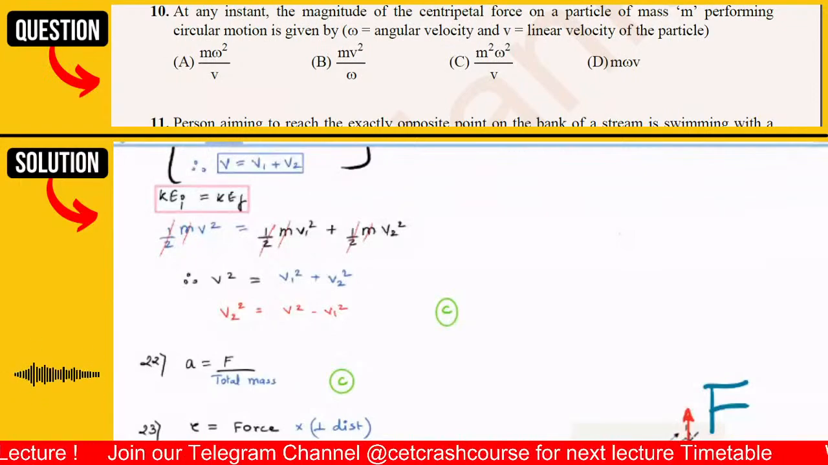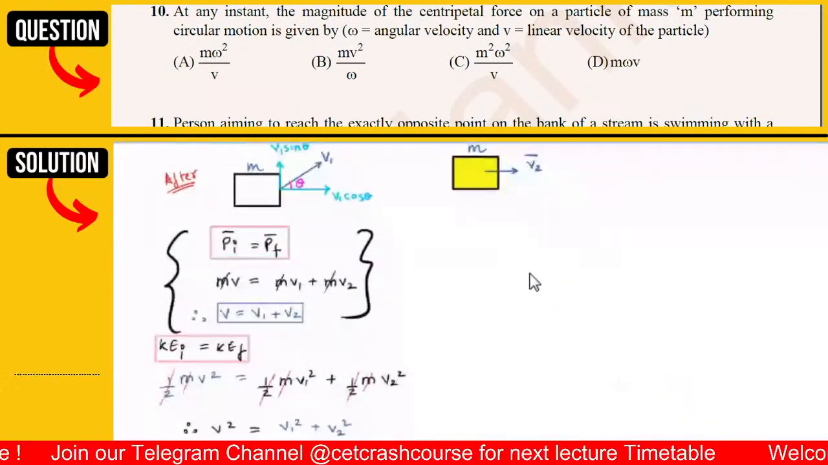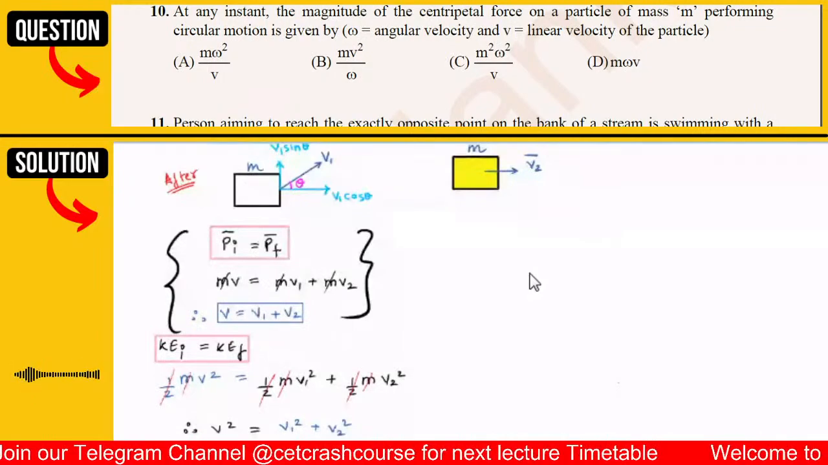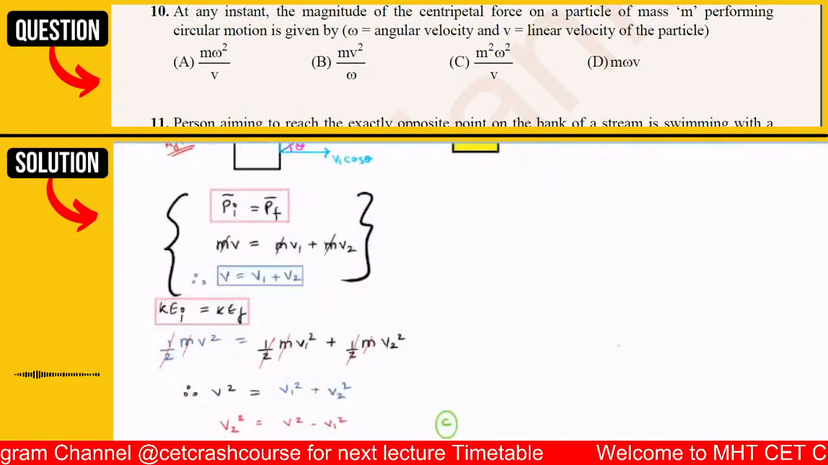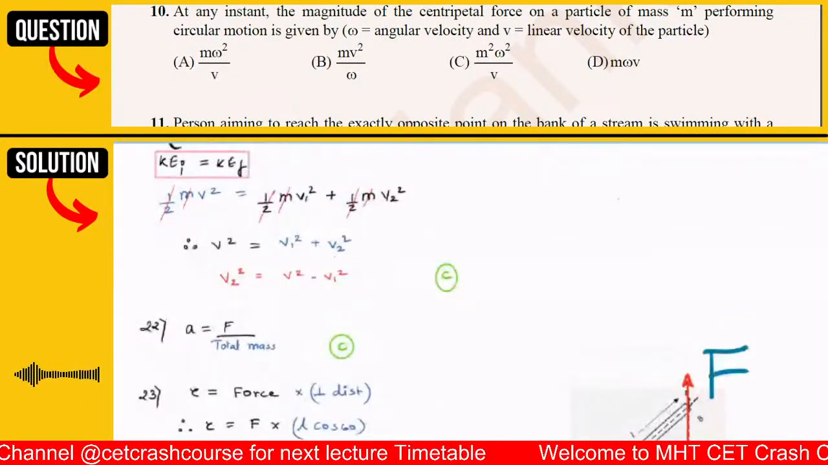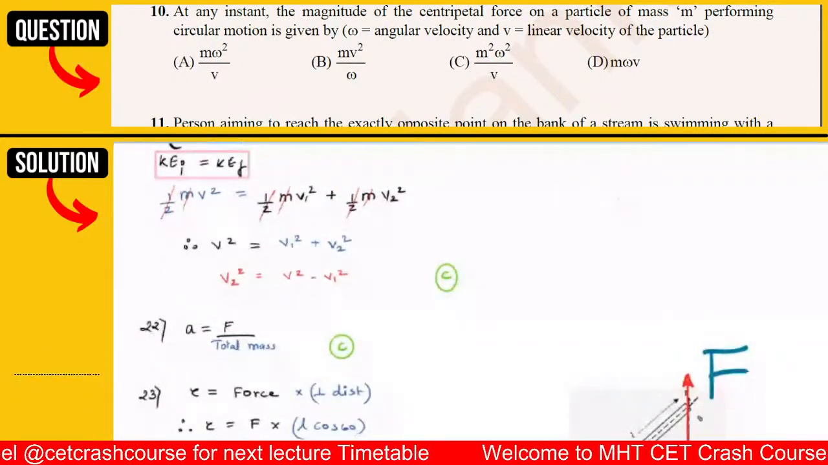So students, when I was solving this question, I first used momentum conservation. But as you see, that answer is not matching with the options. So I used energy conservation, kinetic energy, because it is an elastic collision.